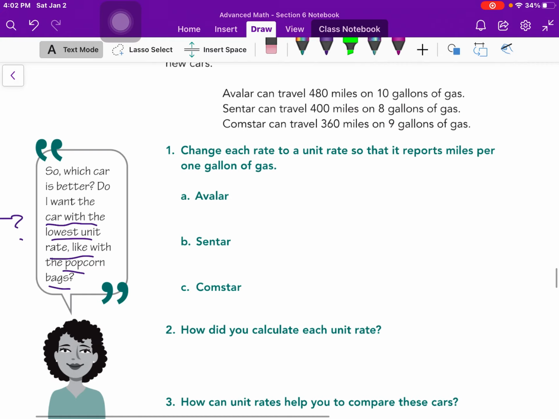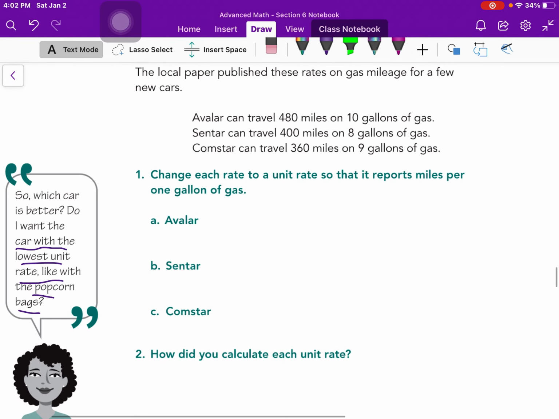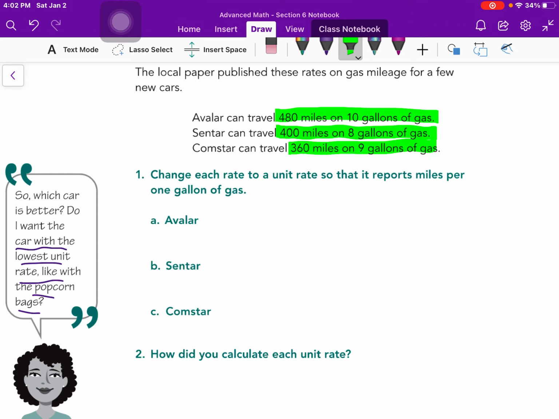Well, let's see. So we've got 3 different types of cars. We've got the Avalar, the Centaur, and the Comstar. And we know that the Avalar can go 480 miles on 10 gallons of gas. The Centaur can go 400 miles on 8 gallons of gas. And the Comstar can go 360 miles on 9 gallons of gas. We need to see which one has the best gas mileage. So we're going to come up with a unit rate so that it reports miles per 1 gallon of gas. Okay, what does that look like?